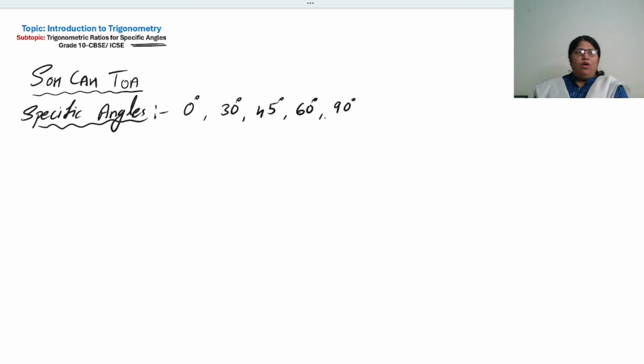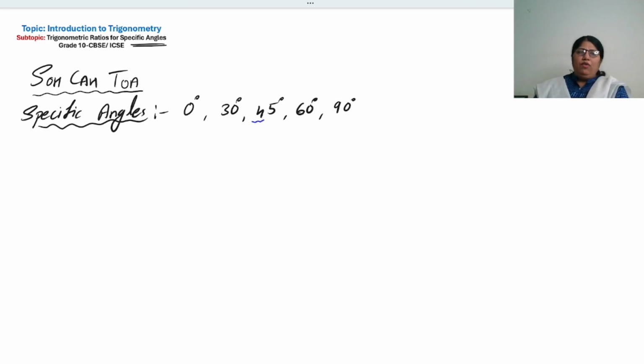Similarly for cos of all these five angles, and then tan of these angles. How are you going to find them? So there is a derivation also. Sometimes in the exam they ask for the derivation. So let us see here.